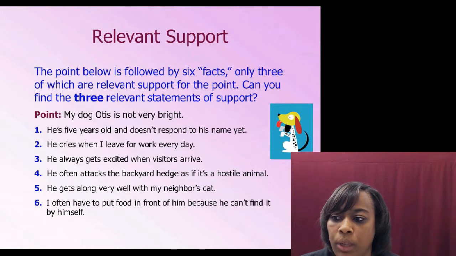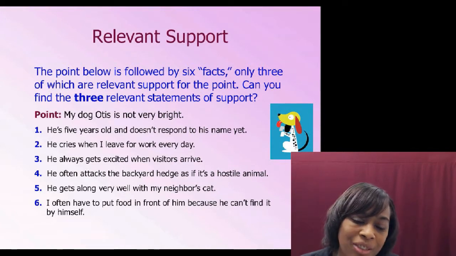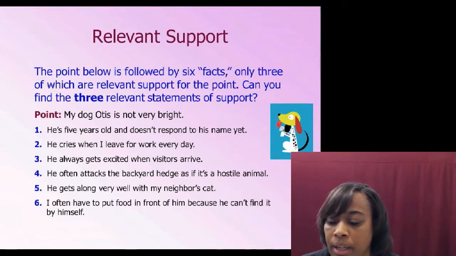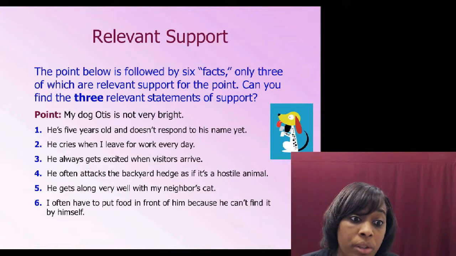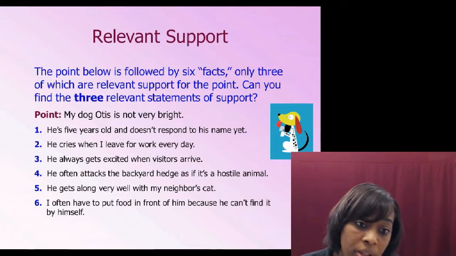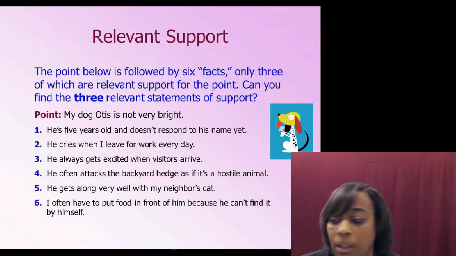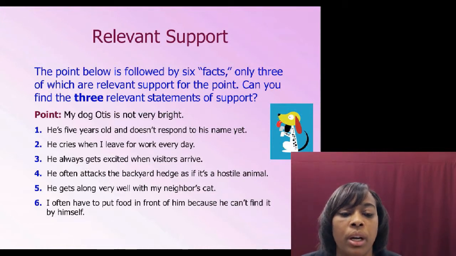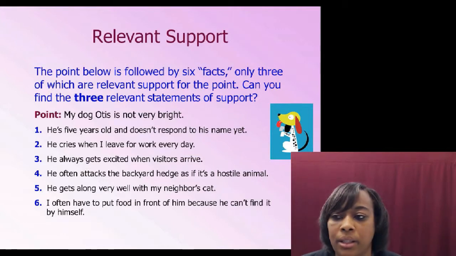We said he cries when I leave for work. That doesn't show that he's not bright. It just shows that he's sad when I leave. He gets excited when visitors come. Most dogs do get excited. He gets along very well with the neighbor's cat. Some dogs, if they grow up with kittens, then they get along with them. So you see what I mean by relevant? We're saying he's not bright, so we need to give logical evidence to prove our argument that he is not very bright.